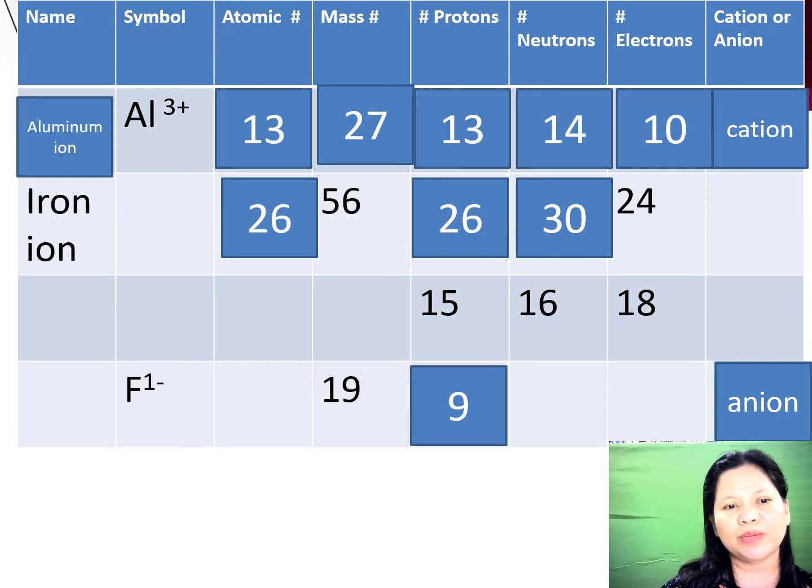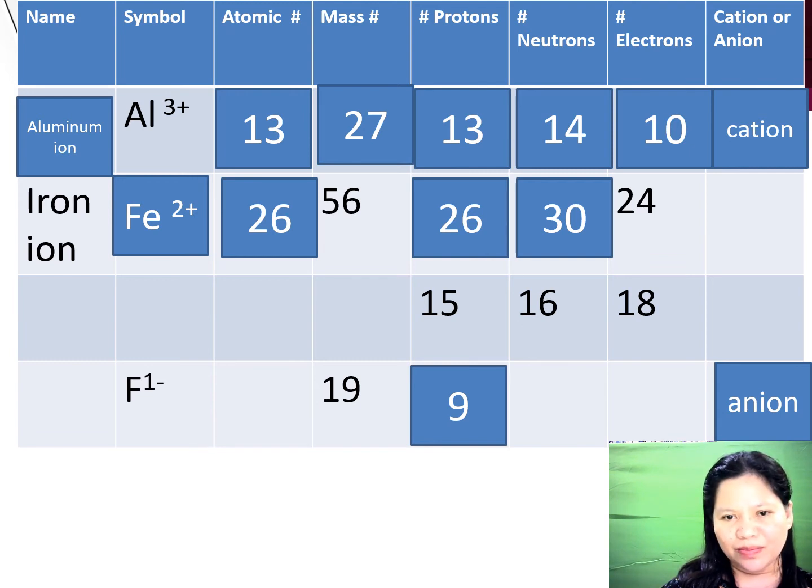What's the difference between 26 and 24? Okay, there's a difference of 2. Is there addition or subtraction? Okay, very good. There is a reduction of 2. So therefore, it is iron, Fe 2 positive. So that's a positive ion. Therefore, it is a cation.